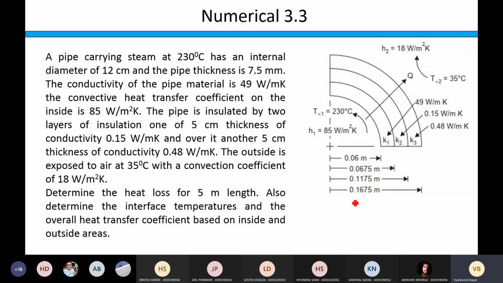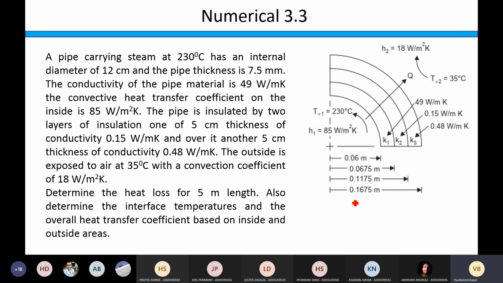A pipe carrying steam at 230 degrees centigrade has an internal diameter of 12 centimeter and the pipe thickness is 7.5 mm. The conductivity of the pipe material is 49 watt per meter K. The convective transfer coefficient on the inside is 85 watt per meter square K. And the pipe is insulated by two layers of insulation, one of 5 centimeter thickness of conductivity 0.15. All this information is given in the diagram on the right hand side. I am just reading for your reference. And then another layer of 5 centimeter thickness with conductivity 0.48 watt per meter K.